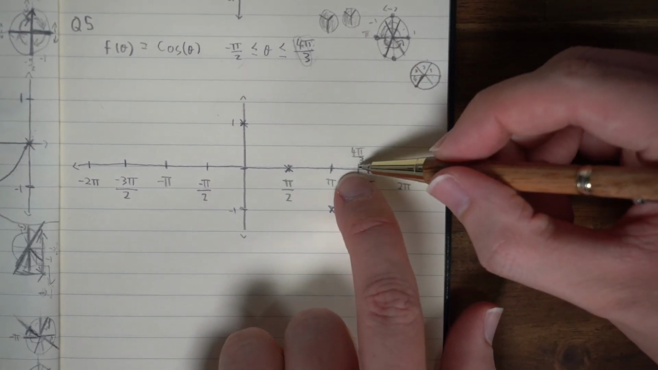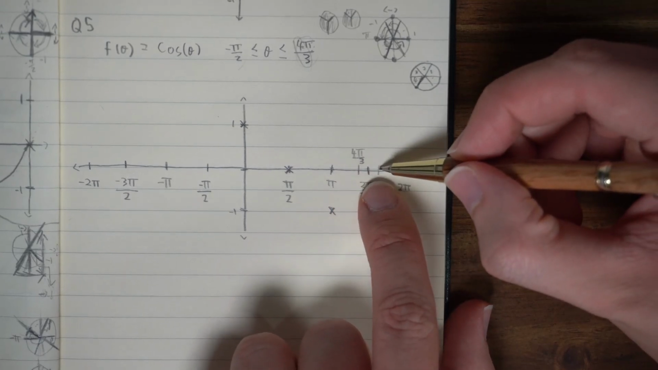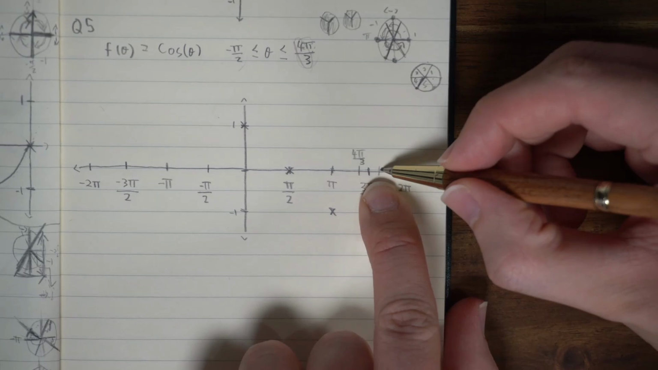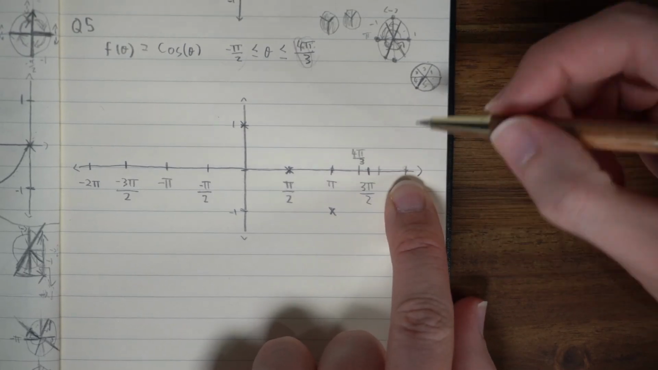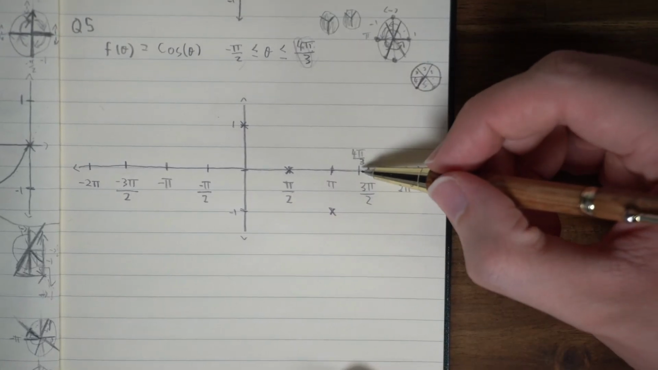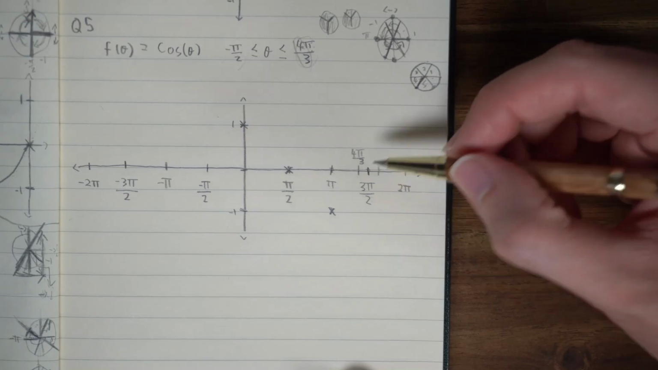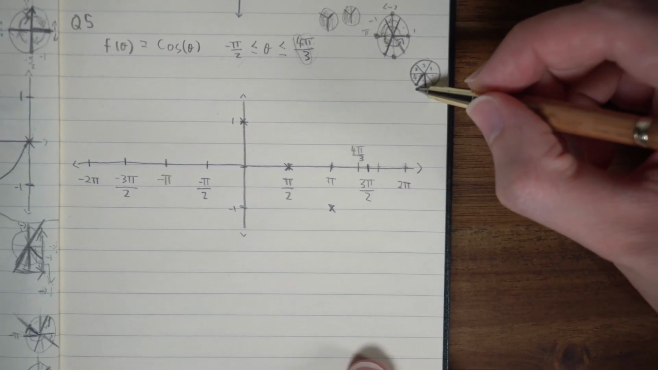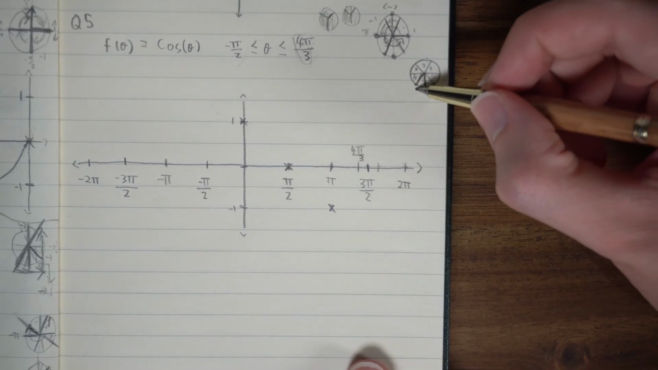So 4 pi on 3 would be there. This would be 5 pi on 3. So here. That's why it has to go there. And then this would be 6 pi on 3. Anyways, honestly, if you just put it a little bit before the 3 pi on 2, like you can see that this is the angle of 3 pi on 2. 4 pi on 3 is just a little bit short of it.